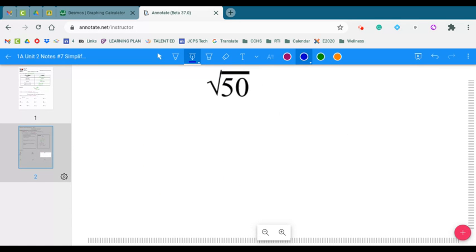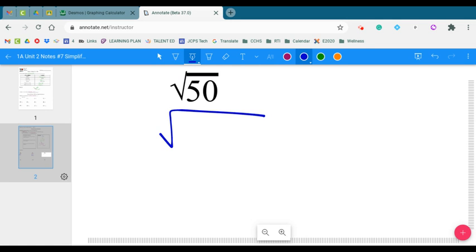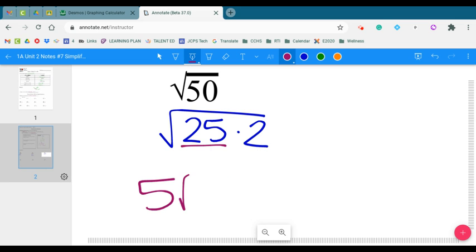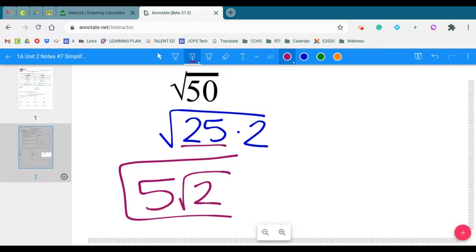Okay, next, square root of 50. The first one you probably think of is 5 and 10, but neither 5 nor 10 are perfect squares, so you're going to have to think bigger. So think, does 4 go into this? No. Does 9? No. Does 16? No. Does 25? Yes. 25 goes into it twice. The square root of 25 is 5, so I'm going to get 5 square root of 2, and I know 2 is not a perfect square.